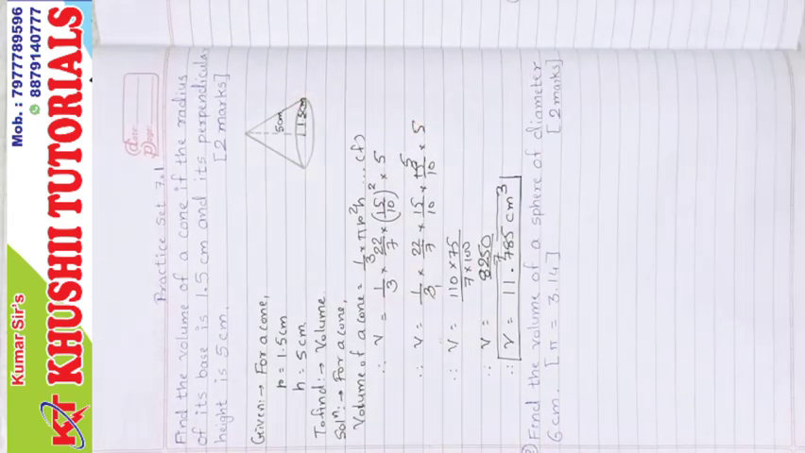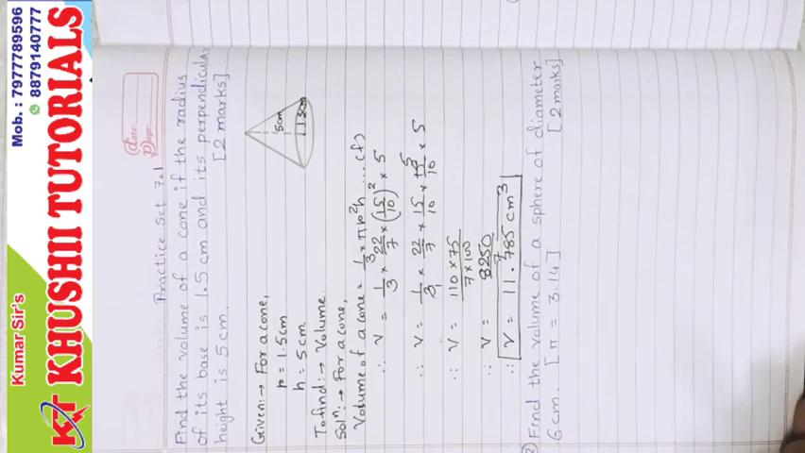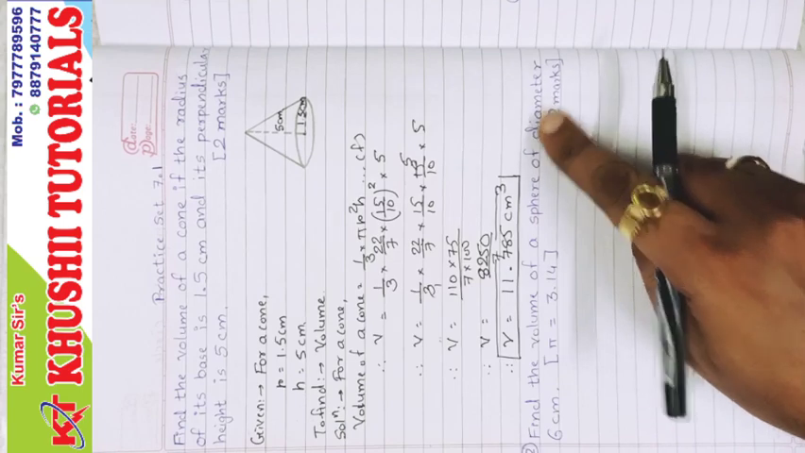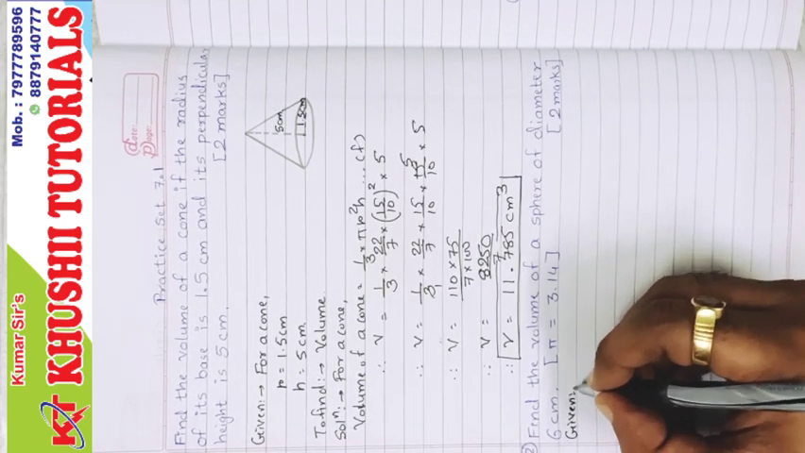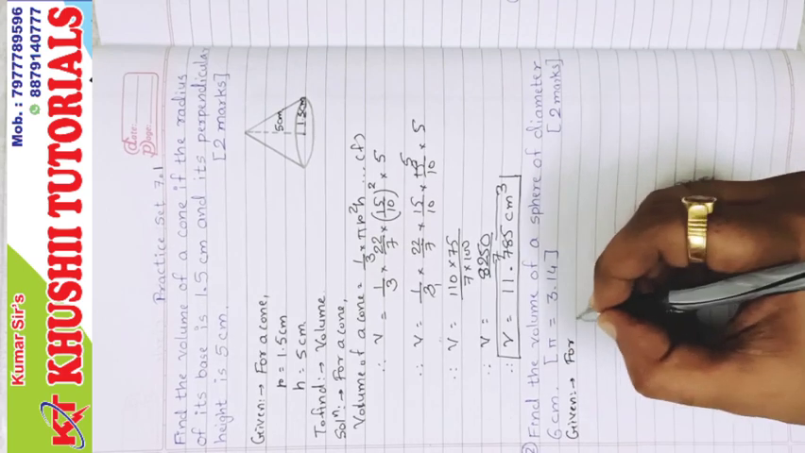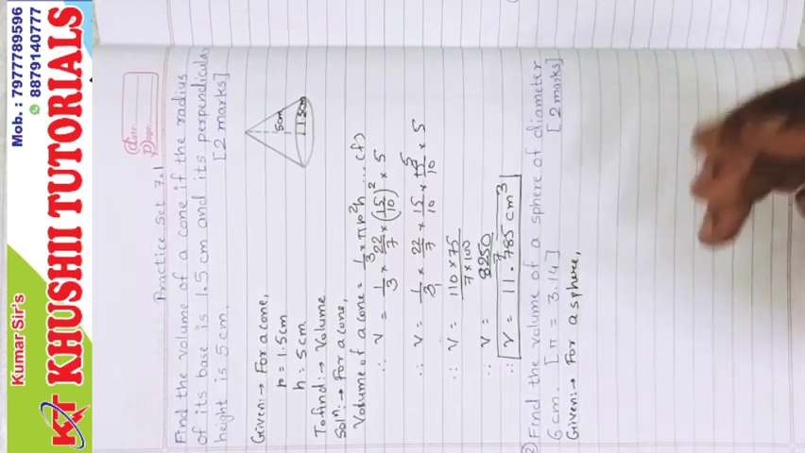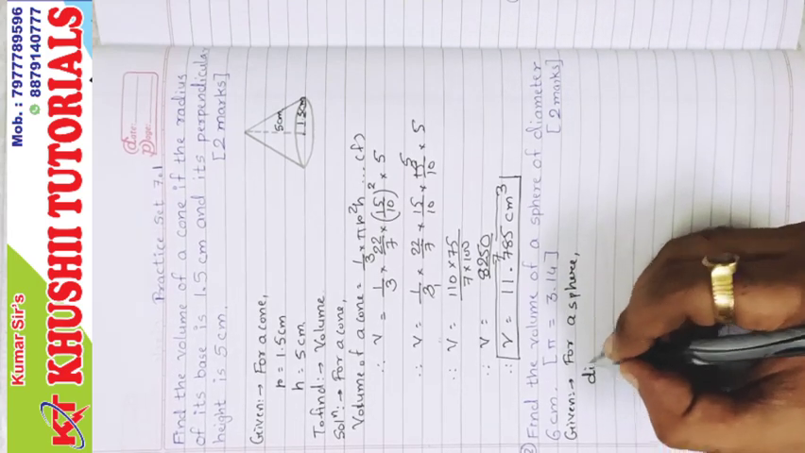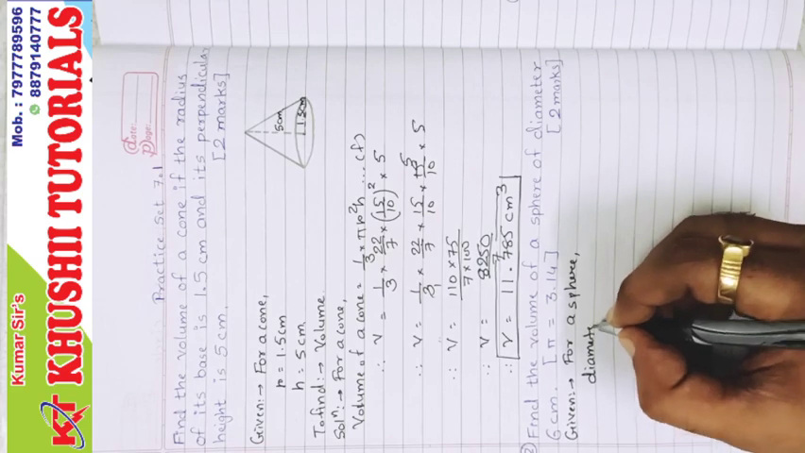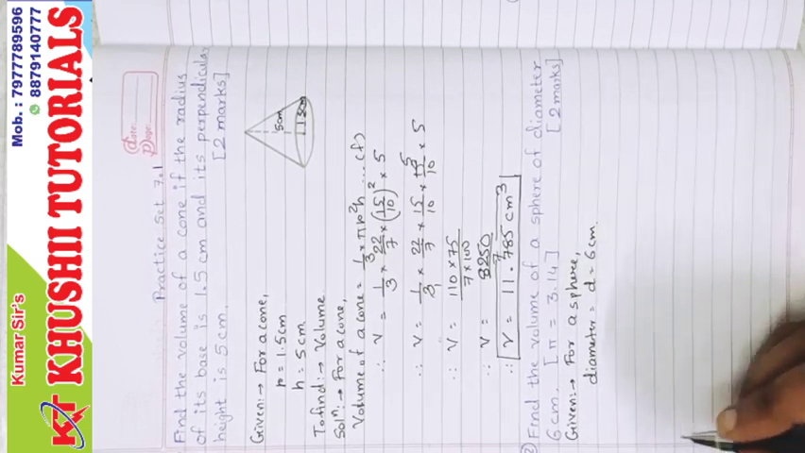Sum number 2. Find the volume of sphere of diameter 6 centimeter. Directly volume, but diameter is given. So first we will write the given. For a sphere, a ball, diameter is given. Diameter D equal to 6 centimeter.